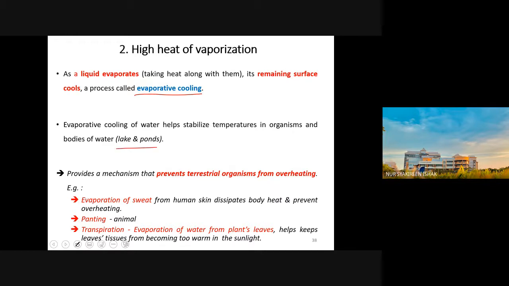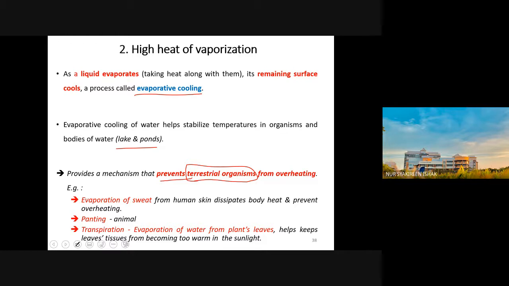Okay, similar to before, more or less. The importance of this property, high heat of vaporization, is that it provides a mechanism that prevents terrestrial organisms from overheating. Terrestrial organisms are organisms that live on land. We humans, or any animals or organisms that live on land, dogs, cats, horses, whatever animal, those are terrestrial animals.